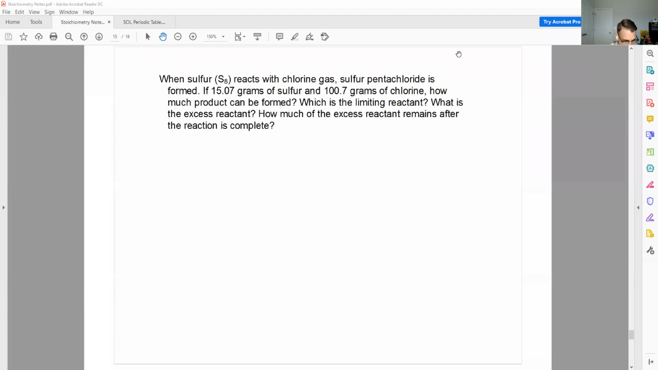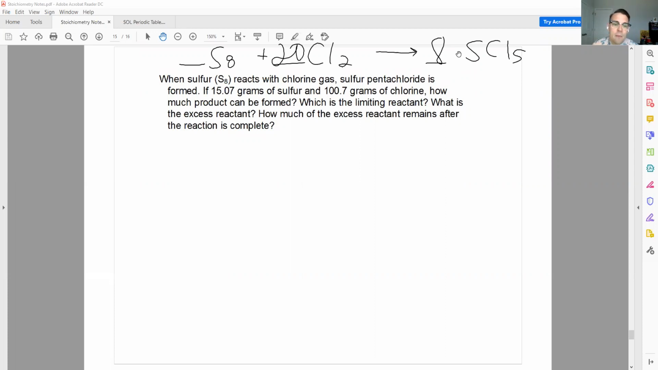So it says when sulfur reacts with chlorine gas, sulfur pentachloride is formed, and it specifies that sulfur is S8. Okay, so we'll start with our balanced equation, S8 plus chlorine gas reacts to produce sulfur pentachloride. We're going to balance it, 8, and it's going to be 20 moles of chlorine. So if 15.07 grams of sulfur and 100.7 grams of chlorine react, how much product can be formed?